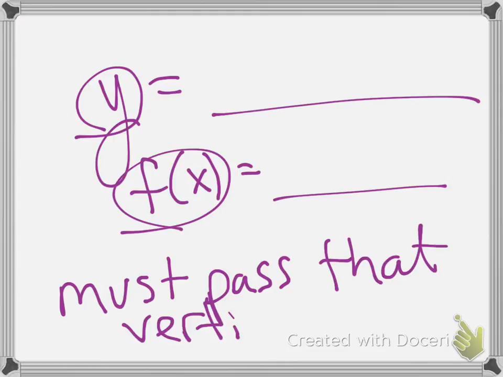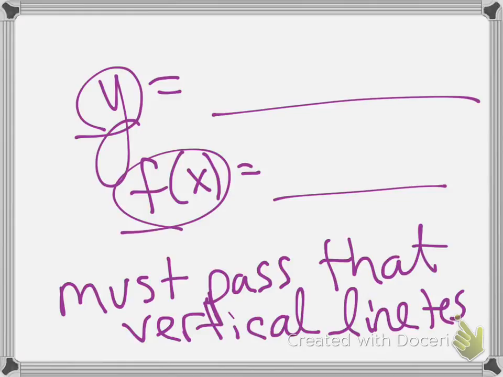I don't know why I just wrote that in there. But anyway, it must pass that vertical line test. And all of these will, because we're graphing functions and graphing polynomials. But just so you know, f of x is a fancy way of saying y equals.